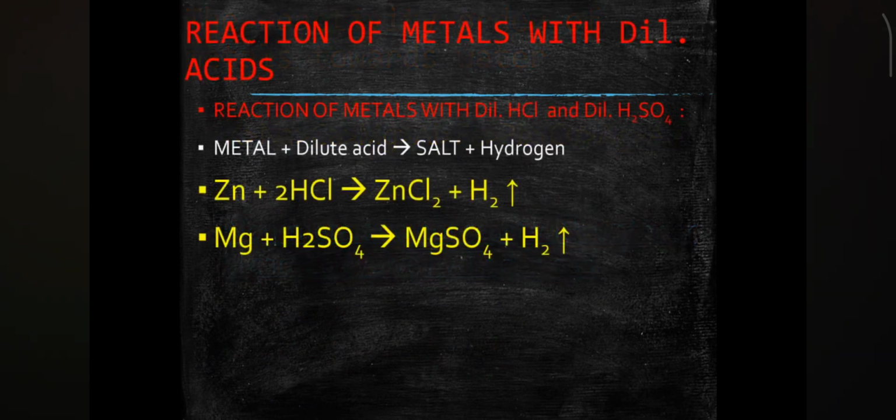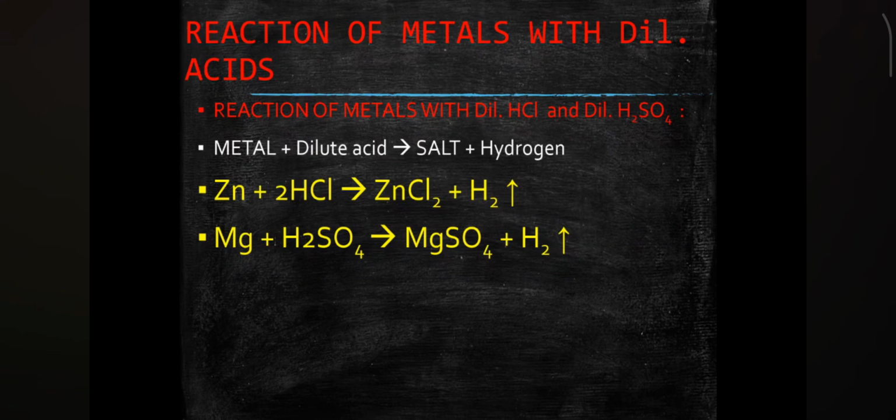Now, our next chemical property of metals is reaction of metals with dilute acids. First, we learn about the reaction of metals with dilute HCl and dilute H2SO4. Except a few less reactive metals such as copper, mercury, silver, gold, platinum, etc., all metals react with dilute sulfuric acid, that is H2SO4, and hydrochloric acid, that is HCl, to produce salt and hydrogen gas.